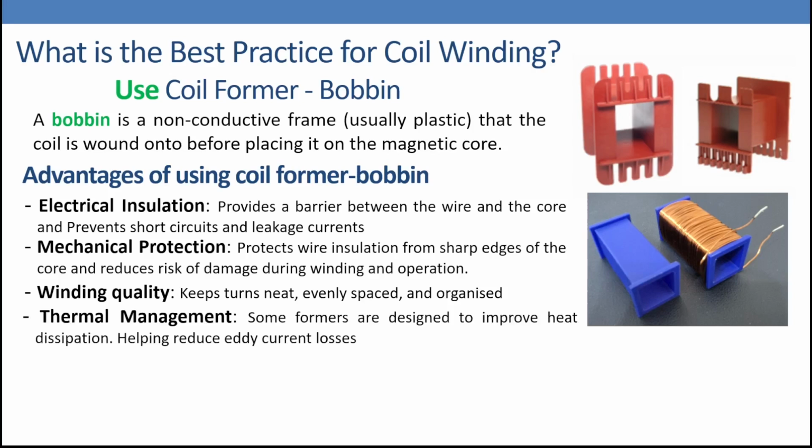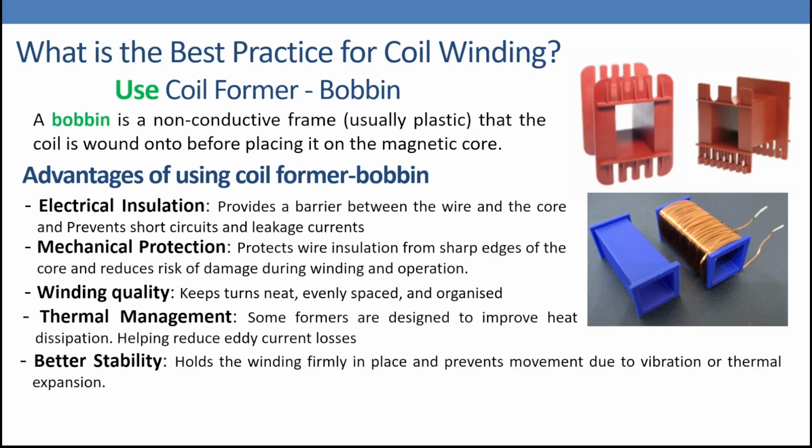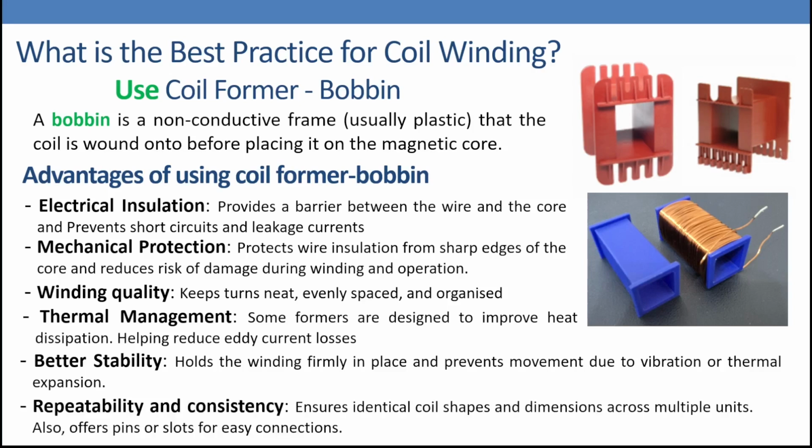Number four, thermal management. Some formers are designed to improve heat dissipation, helping reduce eddy current losses. Number five, better stability. It holds the winding firmly in place and prevents movement due to vibration or thermal expansion. Number six, repeatability and consistency. It ensures identical coil shapes and dimensions across multiple units. Formers also offer pins, something like those, or slots for easy connections.